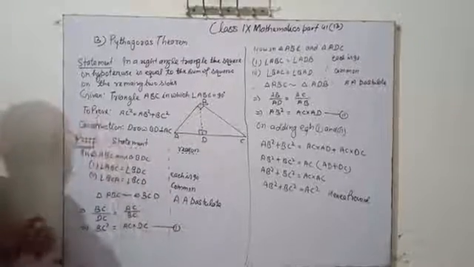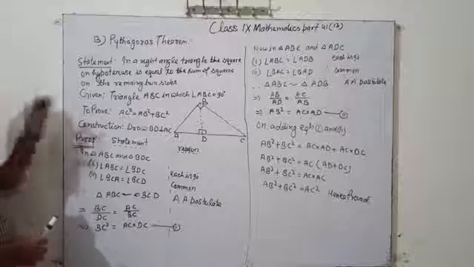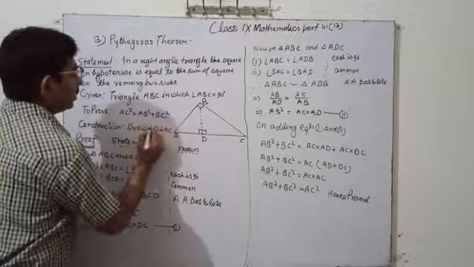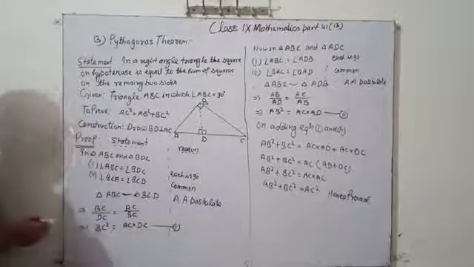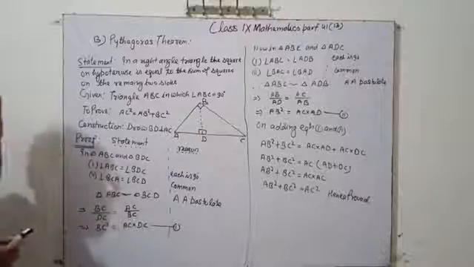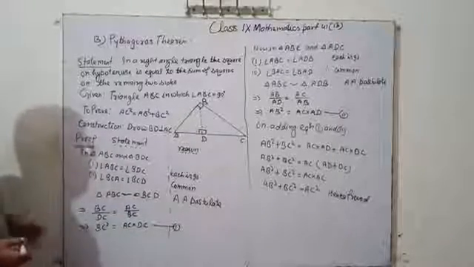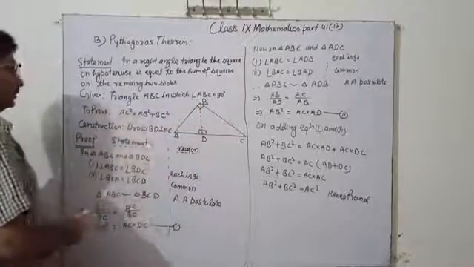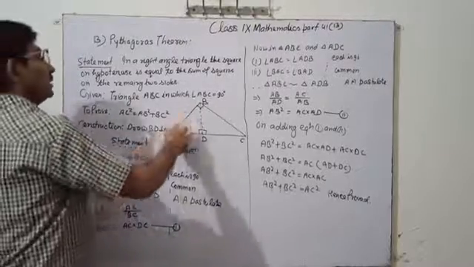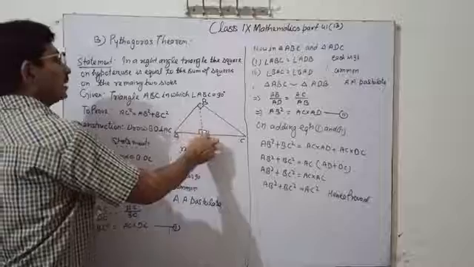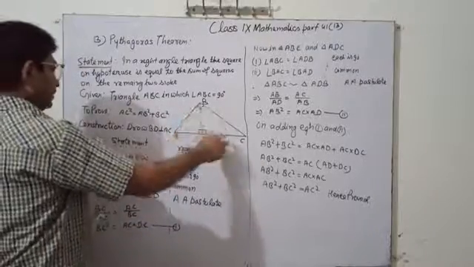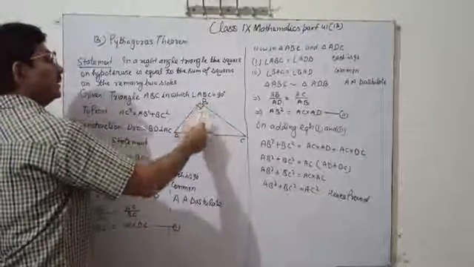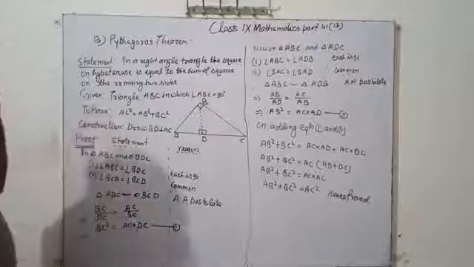To prove AC square equal to AB square plus BC square. Construction: draw perpendicular BD on AC. Statement and reason, proof. In triangle ABC and ADC, angle ABC equal angle BDC, each of 90 degree.